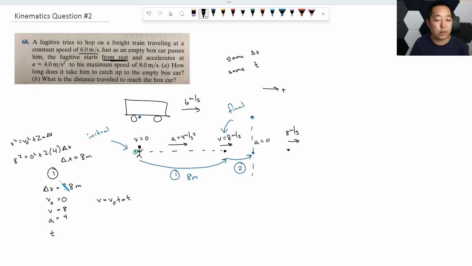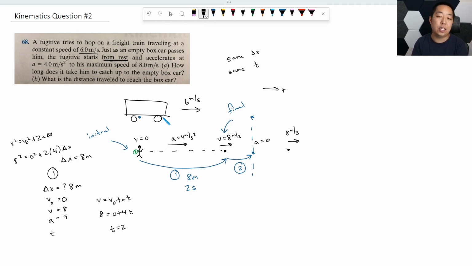Because once you have 4 variables, you can pick any equation you want to solve for the time here. So 8 is equal to 0 plus 4t, so t is equal to 2. So that happens after 2 seconds. Now, let's think about what happens after 2 seconds.